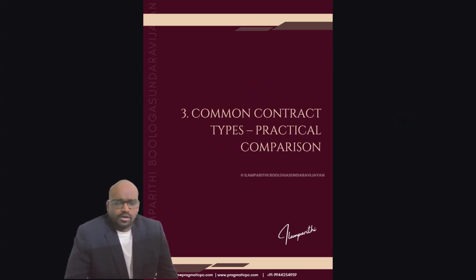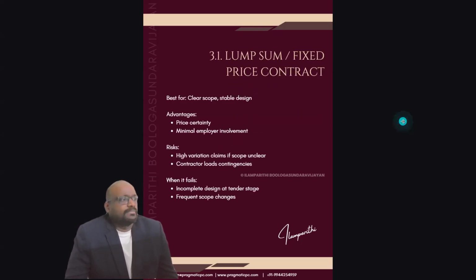So let's see the common contract types and their practical comparisons. First, lump sum or fixed price contracts. They are best when there is a clear scope and a fully developed design. The advantages are price certainty and minimal employer involvement.